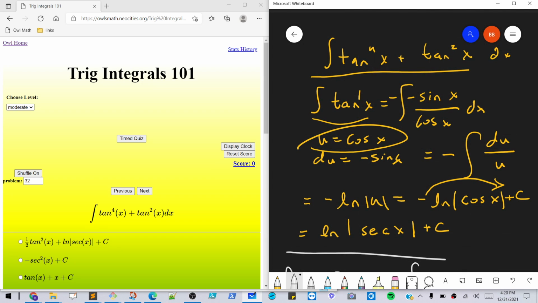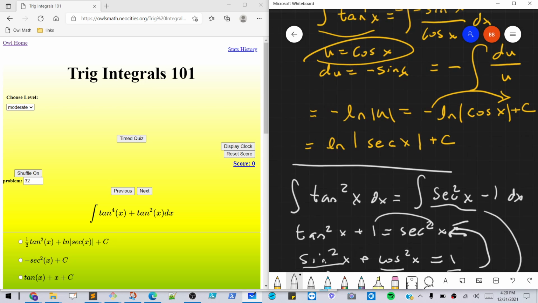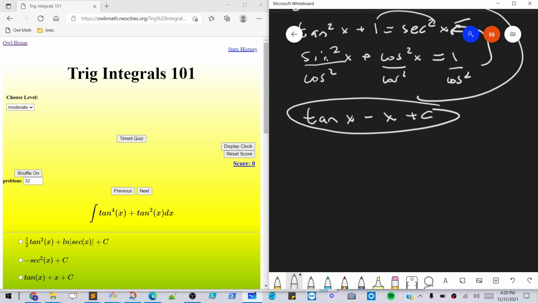I'm trying to think if I need tan to the third. Yeah, let's do the integral of tan to the third. And then this one, let me see if I can remember how to do this. Yeah, let's rewrite this as tangent of x times tan squared of x dx.